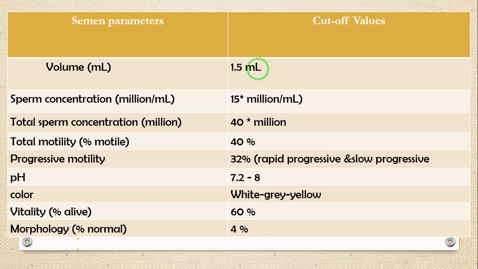We depend on the volume, the sperm concentration per ml and per total ejaculate, the total motility and the progressive motility. They are two different terms, motility and progressive motility. We also depend on the pH, the color, how many of them are alive, and the morphology of the sperm, the percentage of normal sperm morphology within the total.